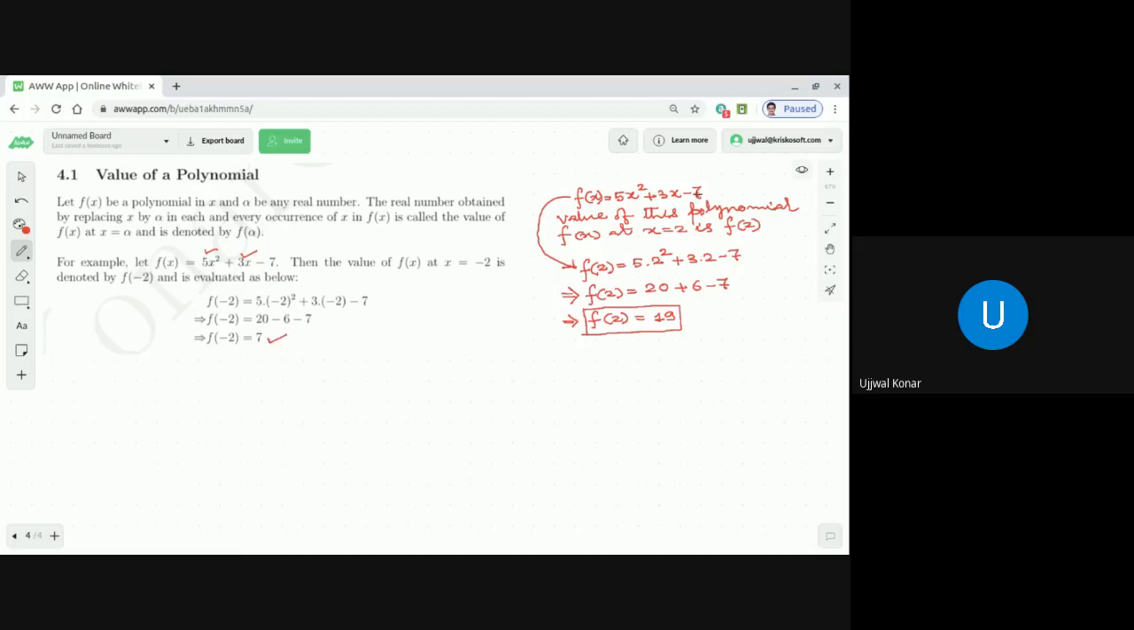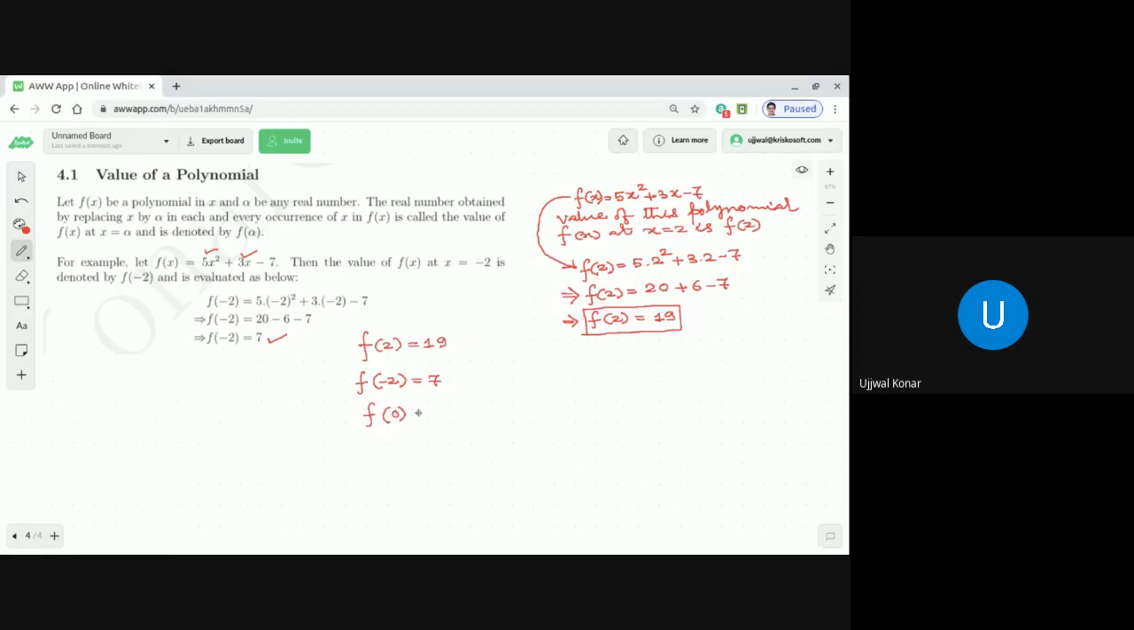And if you see in the right hand example, we have found the value of f(x) at x equal to 2. So that is called the value of a polynomial. The value of a polynomial at x equal to 2 is denoted by f(2), which we got as 19. The value of a polynomial at x equal to minus 2, that is f(-2), we find as 7.